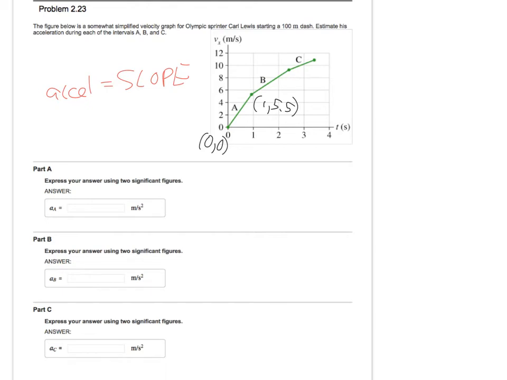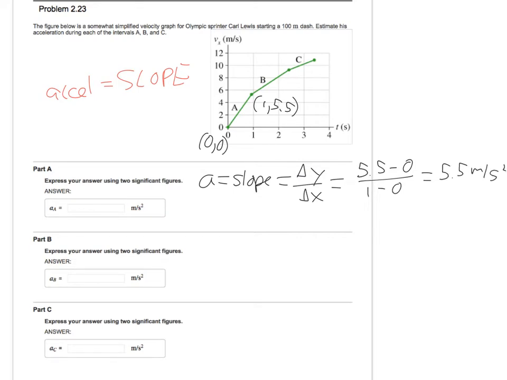I'm going to go ahead and find the slope now. So for my slope, it's change in y over change in x, so 5.5 minus 0 over 1 minus 0, giving me a slope of 5.5 meters per second squared.